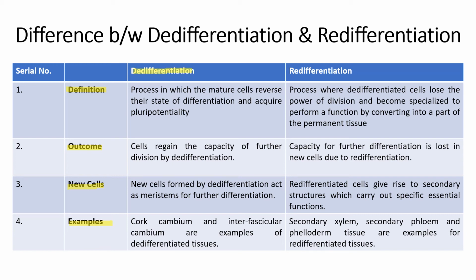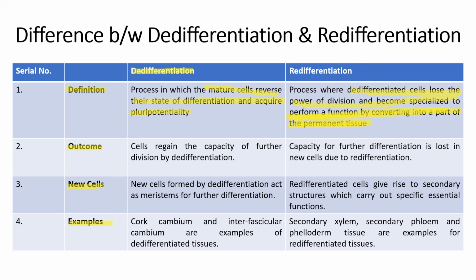In dedifferentiation, what is the standard definition? The mature cells reverse their state of differentiation and acquire pluripotent ability. But in redifferentiation, dedifferentiated cells lose their power of division and become specialized to perform a function by converting into a part of the permanent tissue. For example, secondary xylem and secondary phloem are the mature states of the plant. They lose the power of division and become specialized to perform a specific function as a permanent tissue or a mature part of the plant.